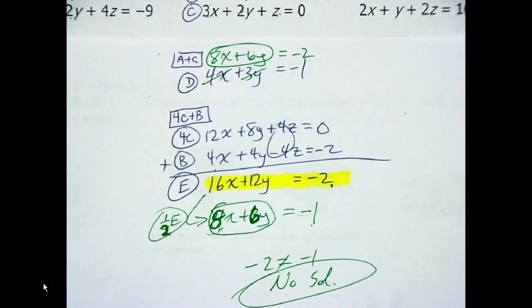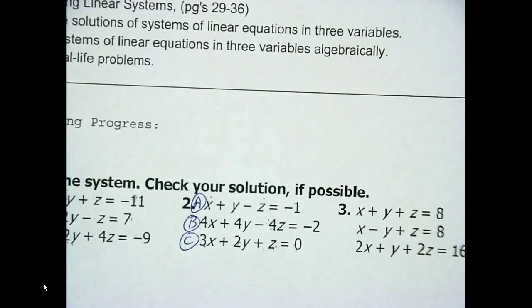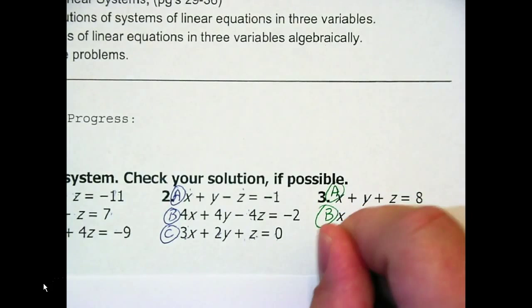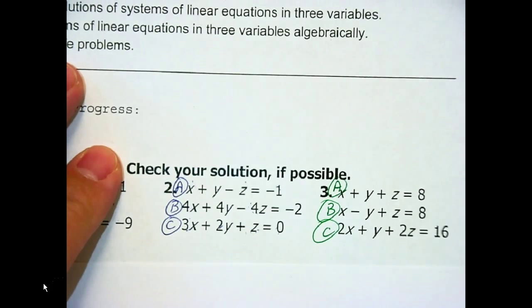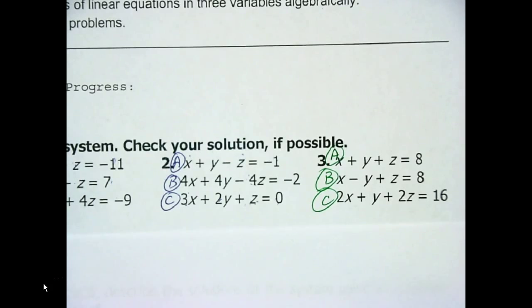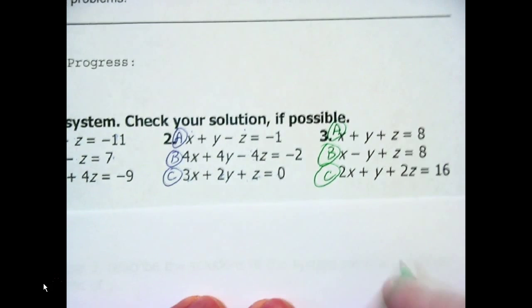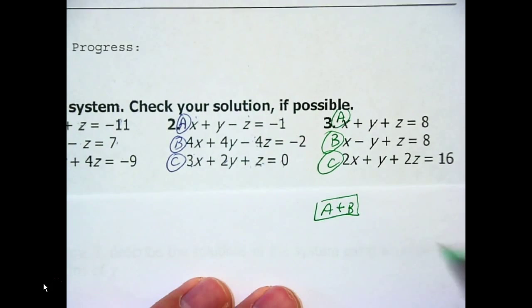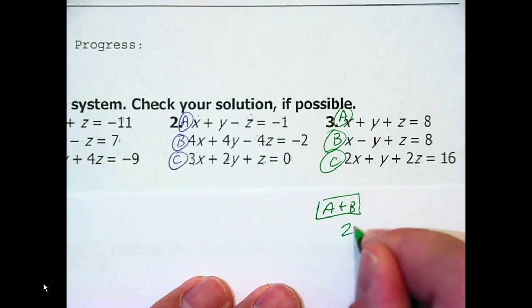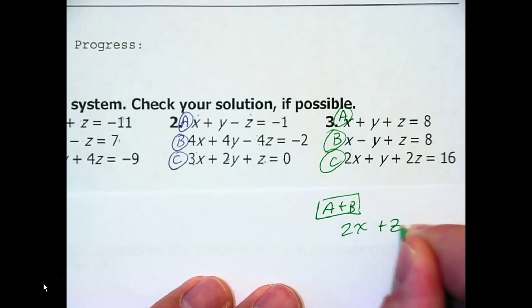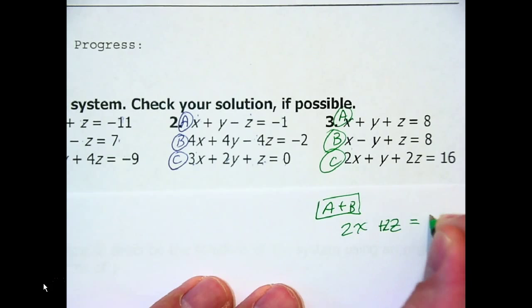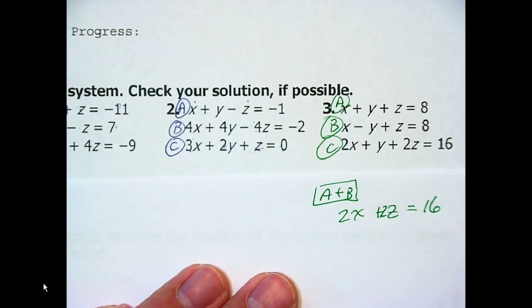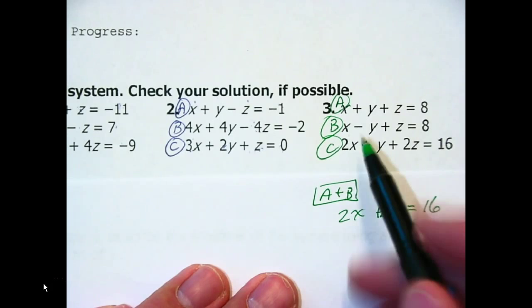Hey, let's look at number 3 real quick. Number 3, this is A. This is B. This is C. Okay, let's try to eliminate which variable? Y. So we'll go A plus B. A plus B, we get 2x plus 2z equals 16. Dude, the y's cancel. And now we could go like B plus C.